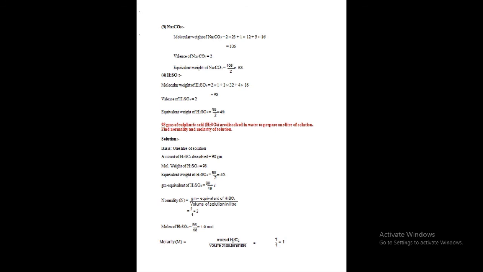So the moles formula: moles of sulfuric acid is equal to weight of sulfuric acid divided by molecular weight of sulfuric acid, weight by molecular weight. The weight is 98 gram, the molecular weight is also 98 gram, which is equal to 1 mole. Then substitute this value, 1 by 1, in the molarity formula. Finally we got the molarity of the solution as 1.